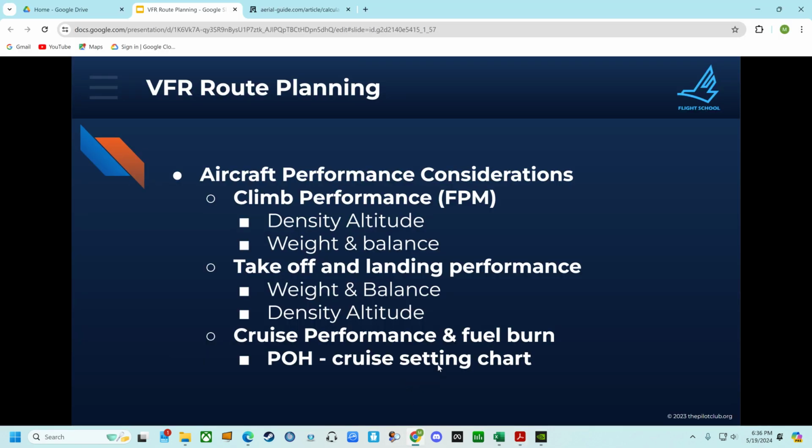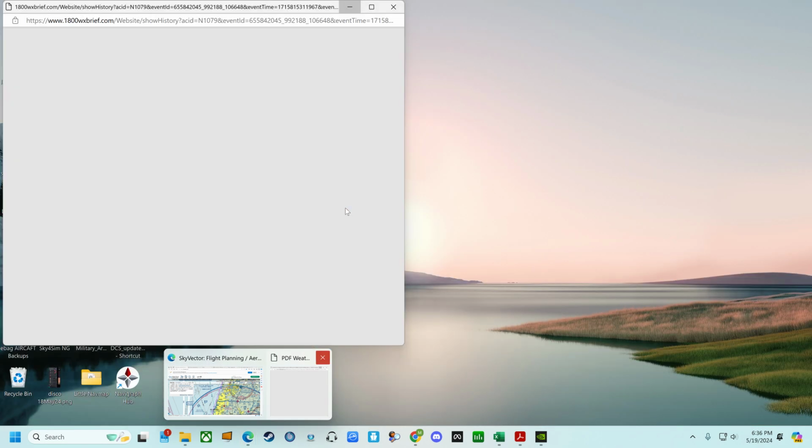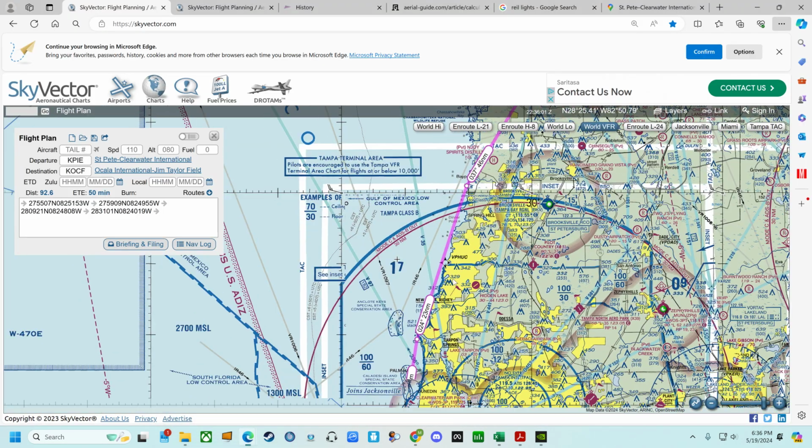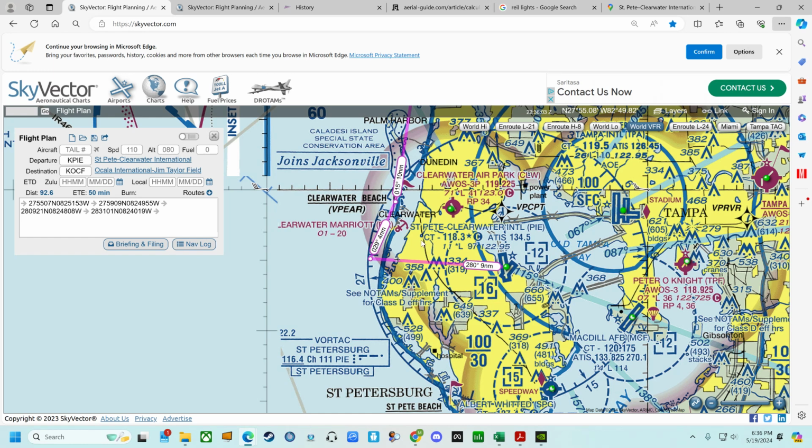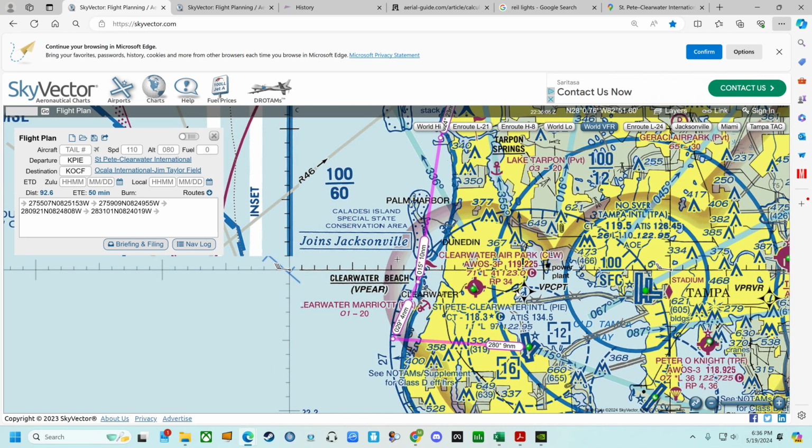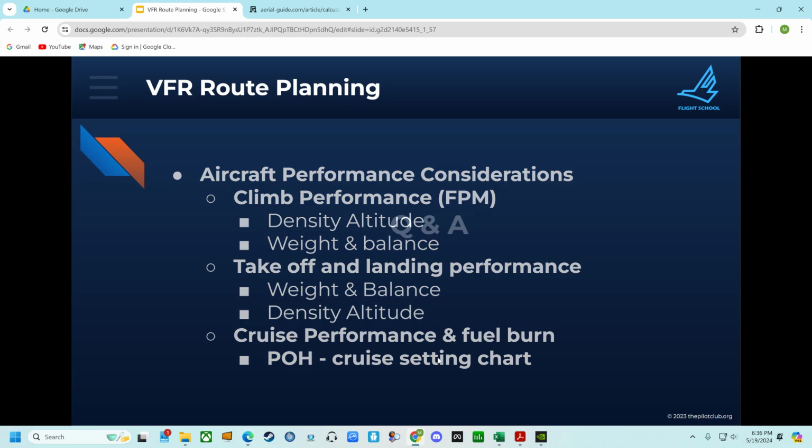So all this you want to use in your VFR route planning, right? If you're expecting to climb, or need to climb a certain amount to clear an obstacle that's really close to your takeoff airport, let's say, you want to make sure you're going to have that performance to actually do that, and to make sure that you're going to have a safe flight.